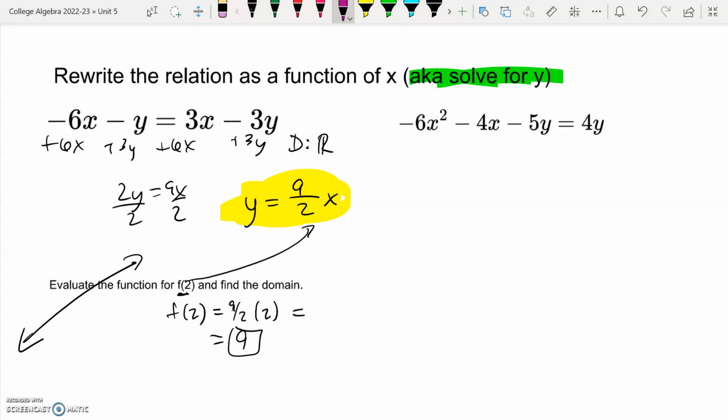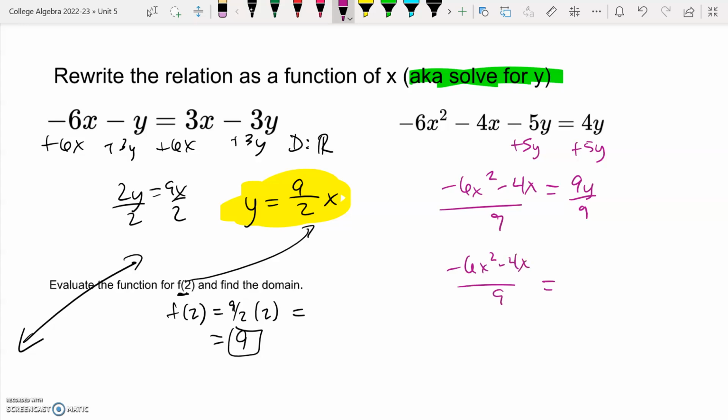Now the next one's a little bit more difficult because again, we're still solving for y, so I'm going to make this one a little bit easier. I'm going to add 5y over there. I'm going to divide everything by 9, and you could type it in like this, negative 6x squared minus 4x over 9. Okay, so that's what I would type in.